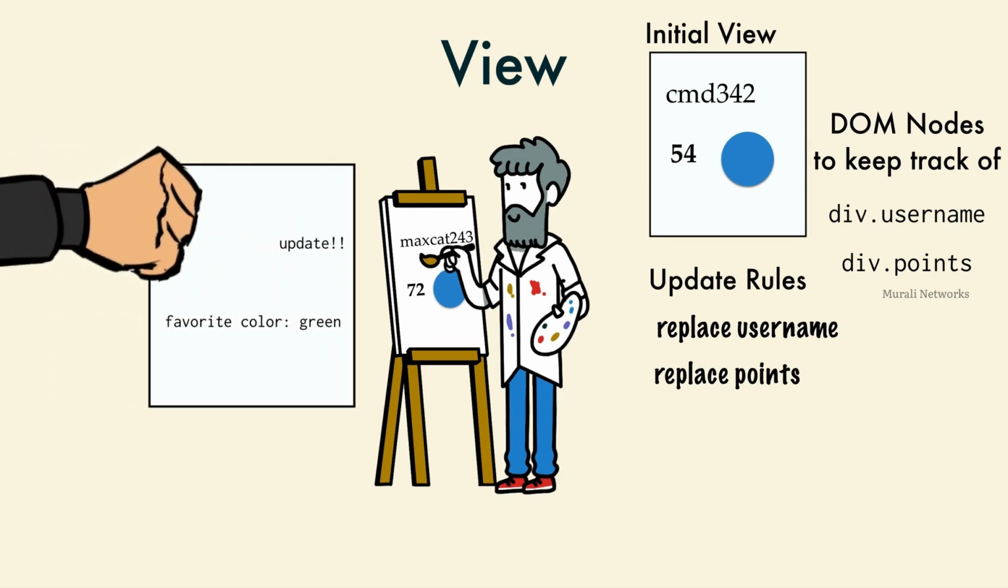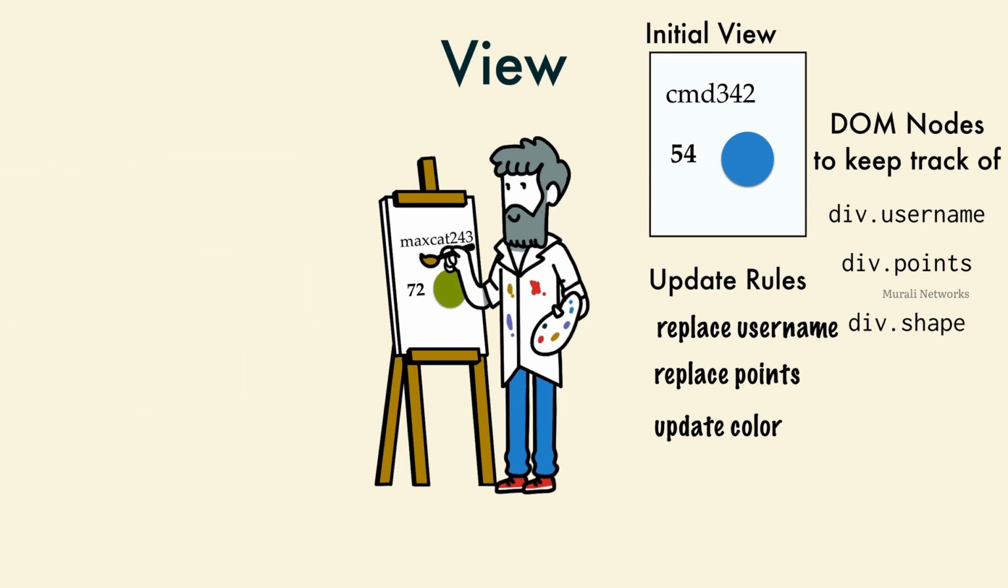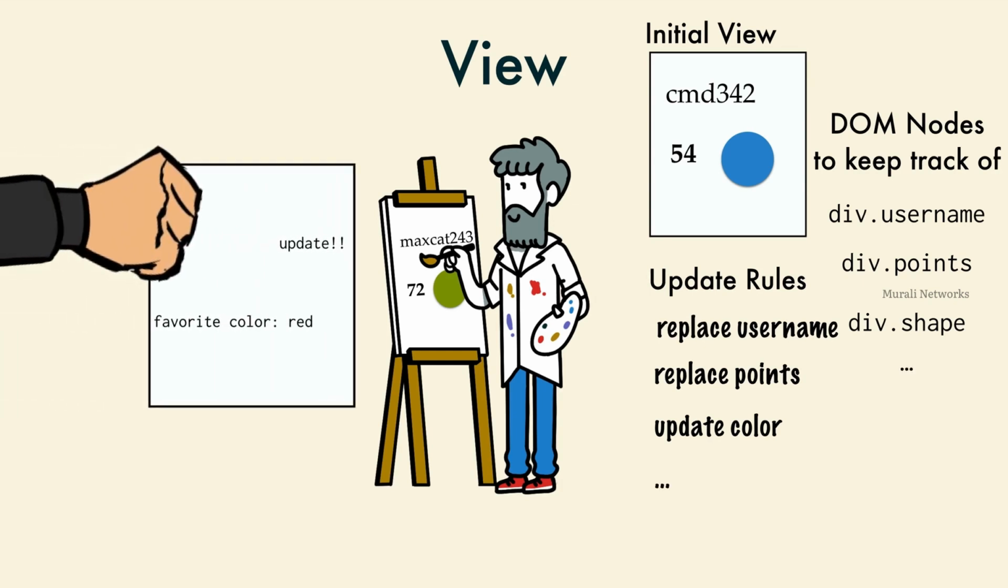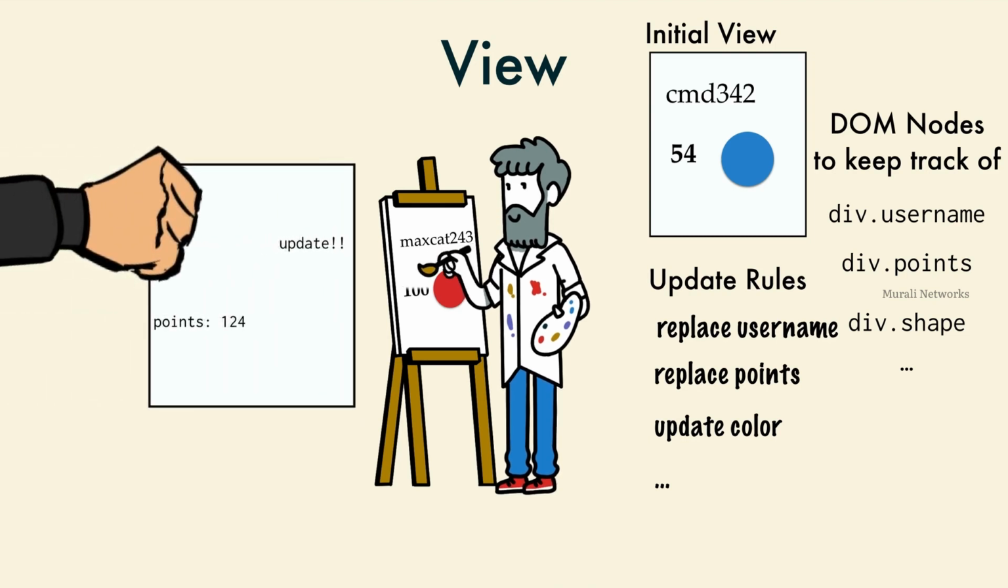Next, the model sent the Vue a new color. The Vue remembered yet another update rule and kept track of another DOM node. Then he changed the color right there on the DOM. The Vue thought that might be the end of the update rules, but they just kept adding up. He had to keep track of so much, and sometimes the order of the update events mattered.